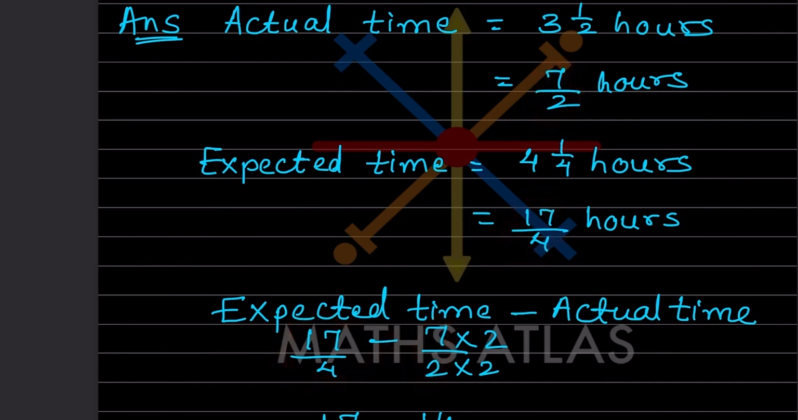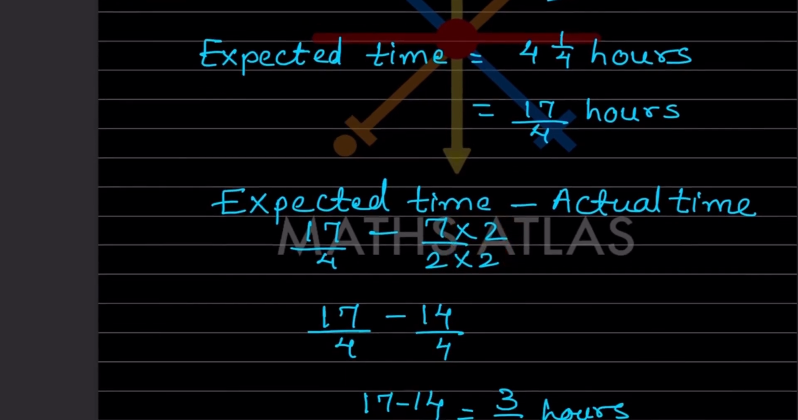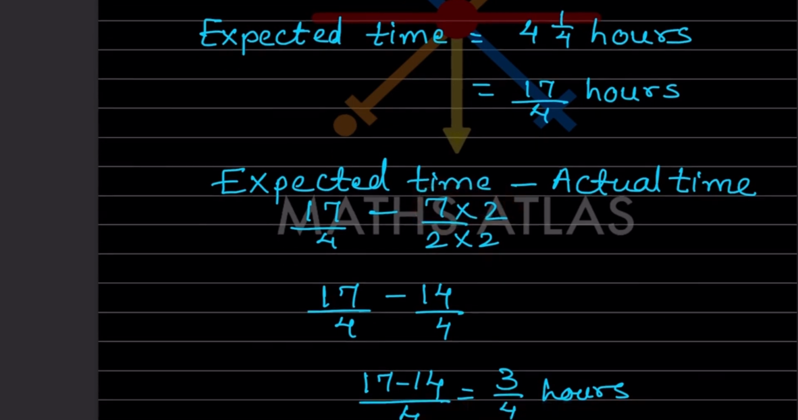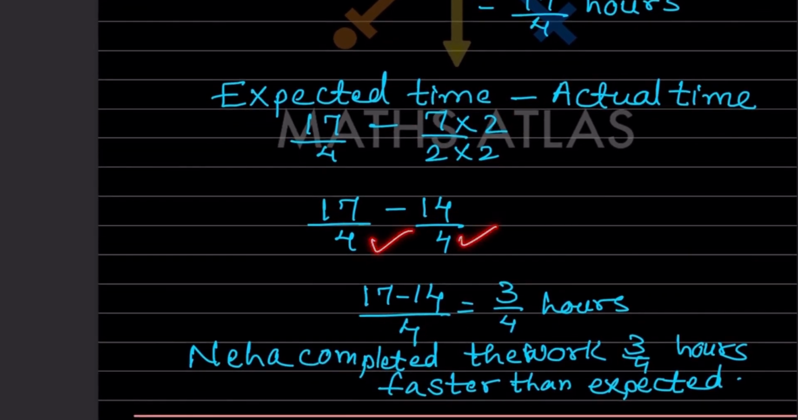Now see here, why did I multiply this by 2? Because here is 4, here is 2, so we have to make the denominator the same. So this should be multiplied by 2, and since this is multiplied by 2, the numerator should also be multiplied by 2. So now 17 by 4, and here 14 by 4. Since the denominator is the same, you write it only once and subtract the numerators. So what do you get here? 3 by 4 hours.